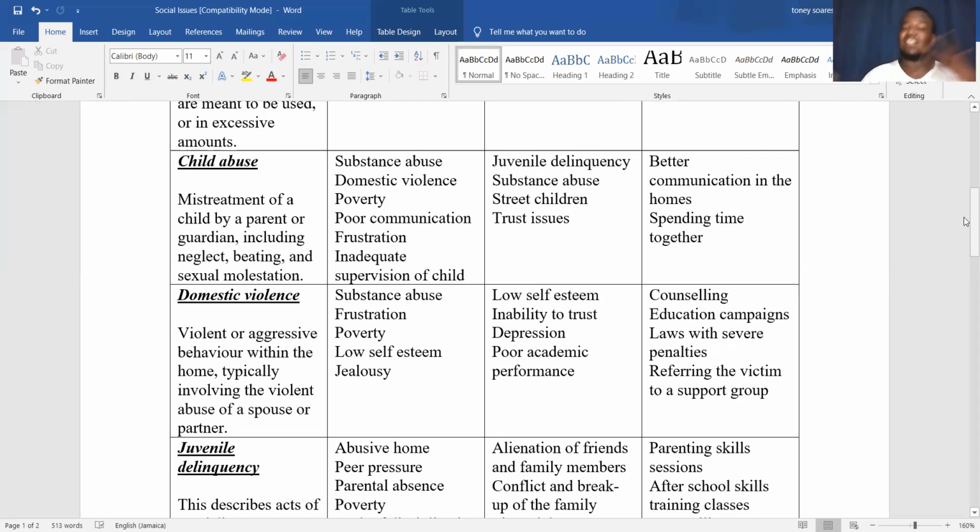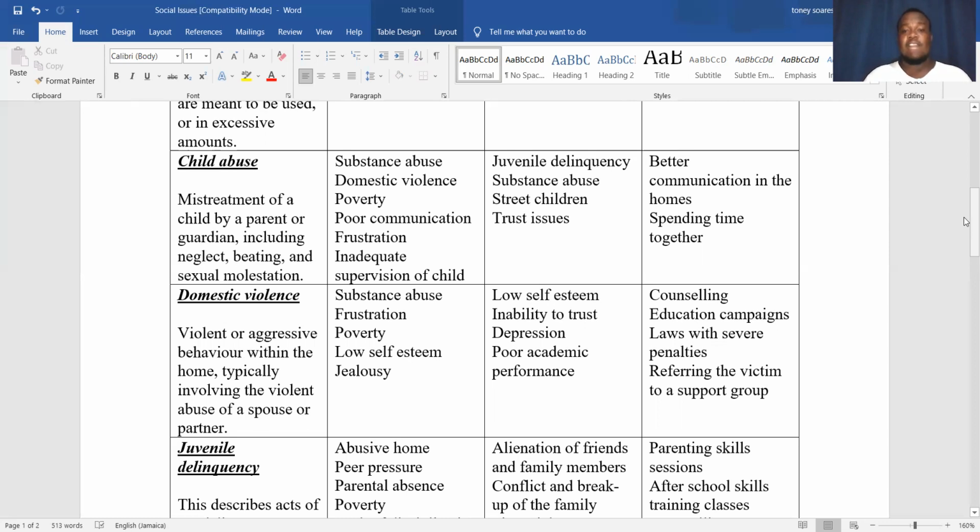Sometimes, many times, the parents and guardians take out their frustration on the child by abusing them, whether it's physical or sexual or neglect, right? There is inadequate supervision of the child. So the child is not under constant watch by a parent or guardian, so somebody can just continuously abuse the child. Good. Some of the consequences now.